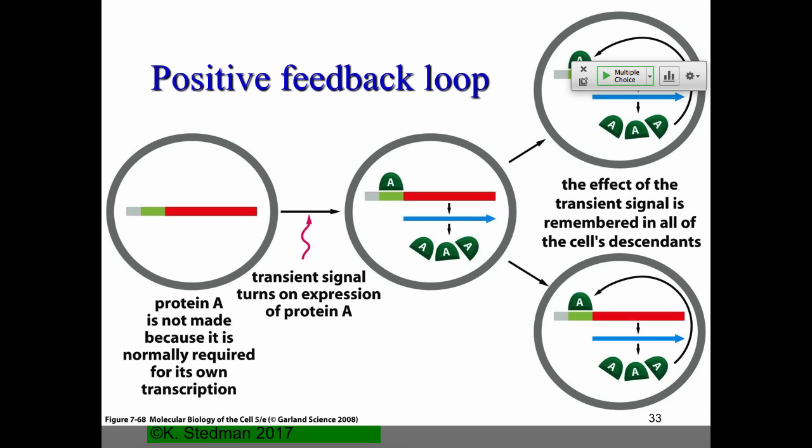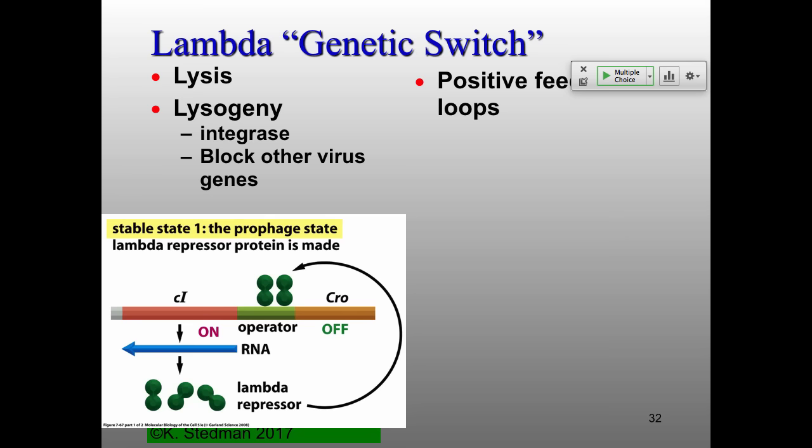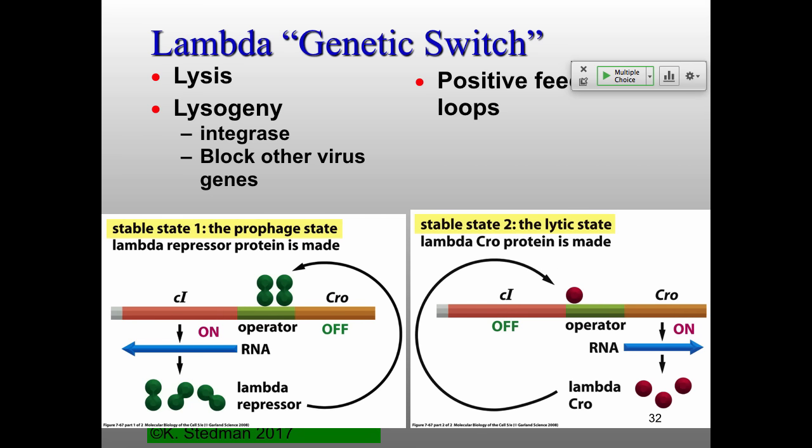Yeah? On the previous slide, it looked as if the lambda repressor is turning off the Cro, which is after it. That makes sense. But the operator is turning off the C1, which is before it.